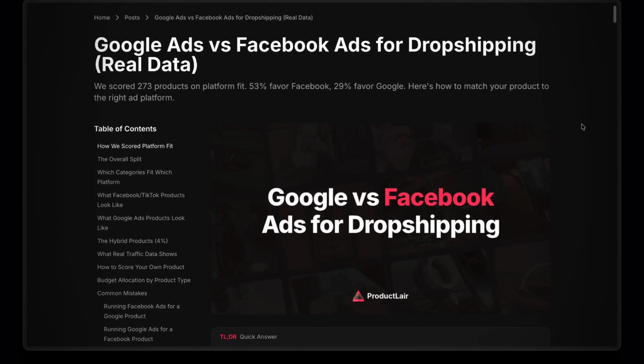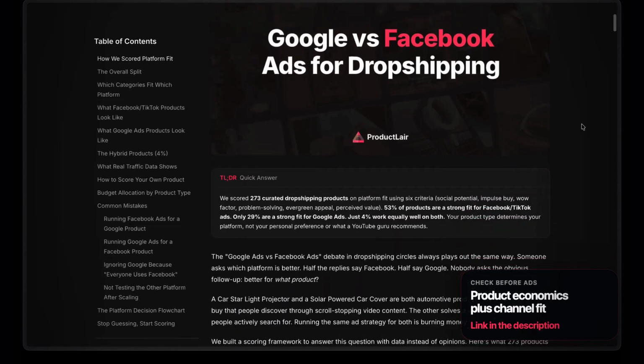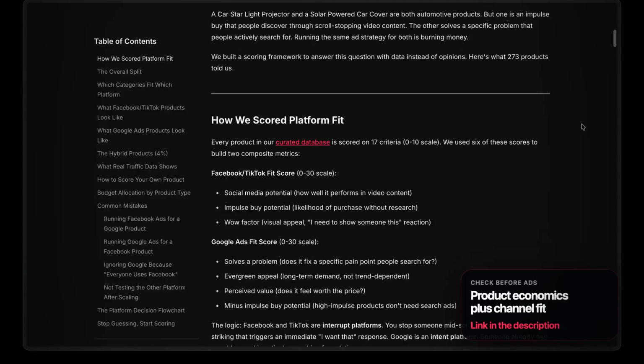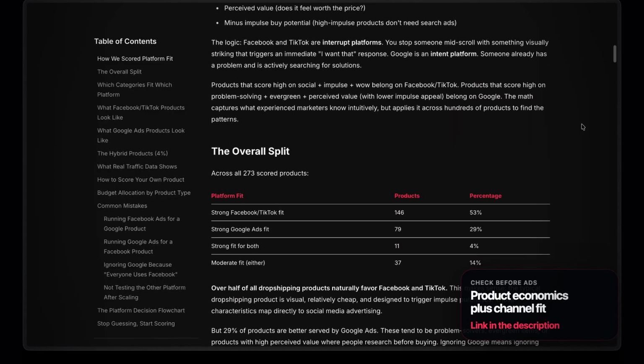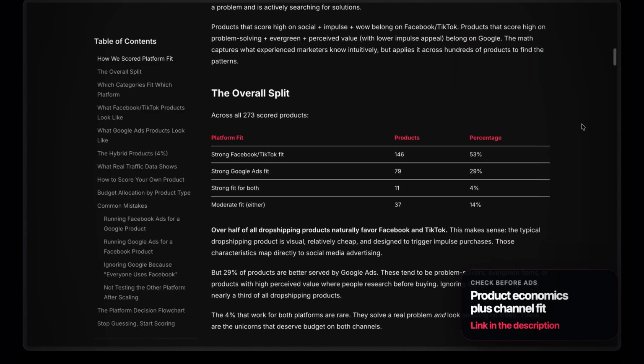You can check this quickly in ProductLair. Open the product, compare supplier cost to recommended price, then use the calculator to see the break-even ad spend before you test.